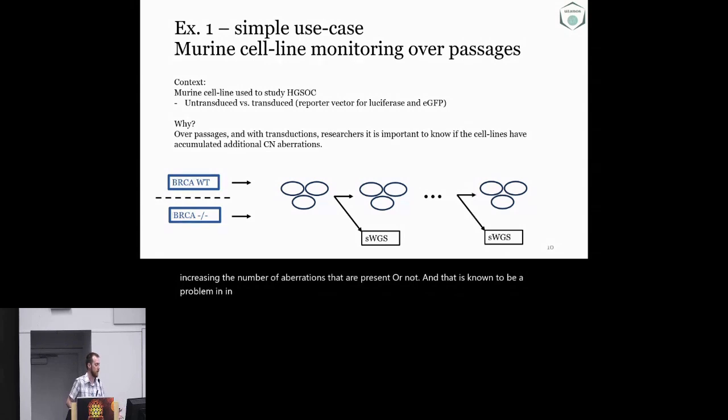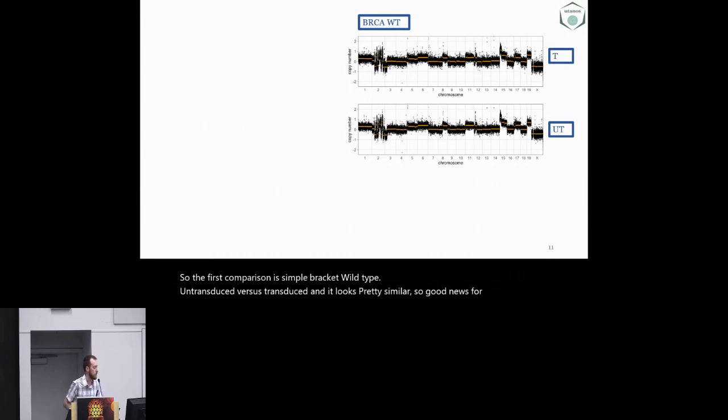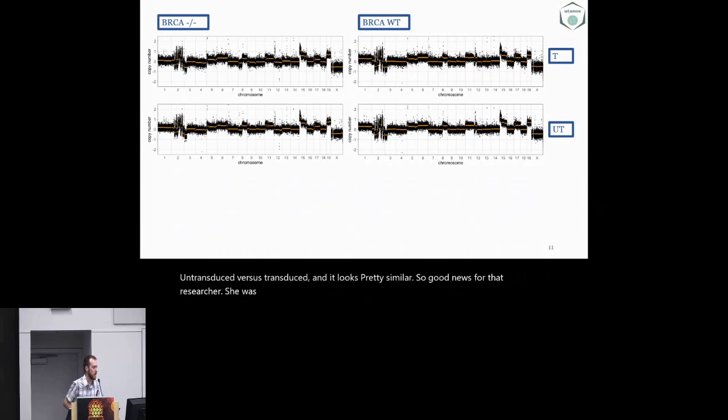If you're increasing the number of aberrations for one cell line versus another, it makes for difficult comparison down the line. You don't have equal comparisons. So the first comparison is simple BRCA wild type, untransduced versus transduced, and it looks pretty similar. So good news for that researcher, she was happy. And compare that to the knockout, and it again looks pretty similar. And by eye, it does look quite similar.